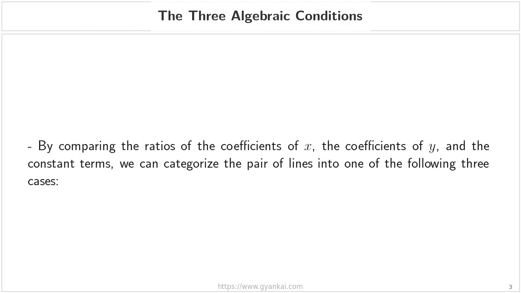The three algebraic conditions. Now that we have established that our equations must be in the standard general form, with all our coefficients and constants clearly identified, we can move on to the core of today's lesson. By comparing the ratios of the coefficients of x, the coefficients of y, and the constant terms, we can categorize the pair of lines into one of the following three cases. Essentially, we are looking for patterns in these ratios to predict exactly how these two lines will behave on a graph, whether they will cross, run parallel, or lie directly on top of one another.